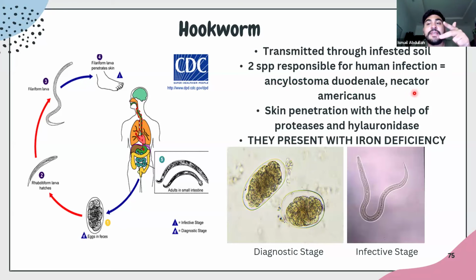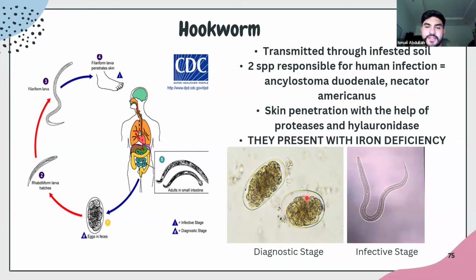Ancylostoma duodenale and Necator americanus. It's very important, guys. They present with iron deficiency. It's high yield: iron deficiency, hookworm, filariform larva. Okay. This is the diagnostic stage.